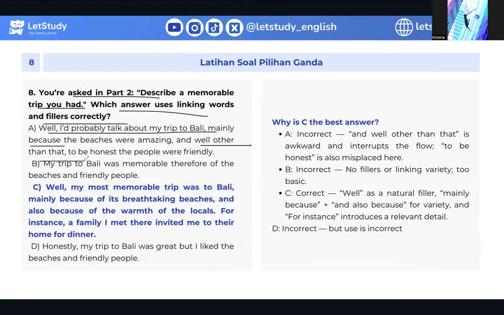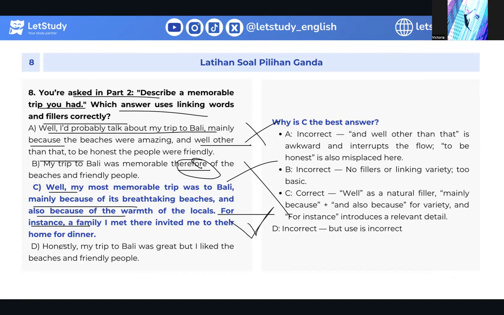The use of "well, other than that" itu salah because it interrupts the speech that was natural tadi. B. My trip to Bali was memorable, therefore, of the beaches and friendly people. The use of "therefore", yaitu cause and effect atau conclusion itu salah. C. Well, my most memorable trip was to Bali, mainly because of its breathtaking beaches and also because of the warmth of the locals. For instance, a family I met there invited me to their home for dinner. Again, the use of "well, mainly because, also because, for instance" itu benar.